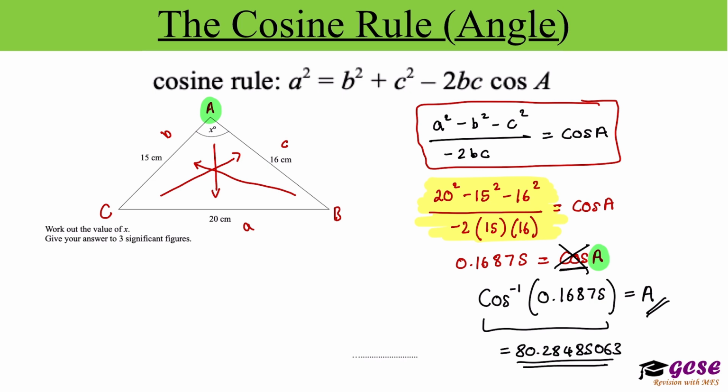Okay, and the question does say that it wants the answer to 3 significant figures. So we're going to count the significant figures: 1, 2, 3, cut it off there. 8 rounds up, so we're going to increase the 2 by 1. So we're going to have our answer of 80.3 degrees. Okay, and in an exam, this question would be worth around 3 marks.